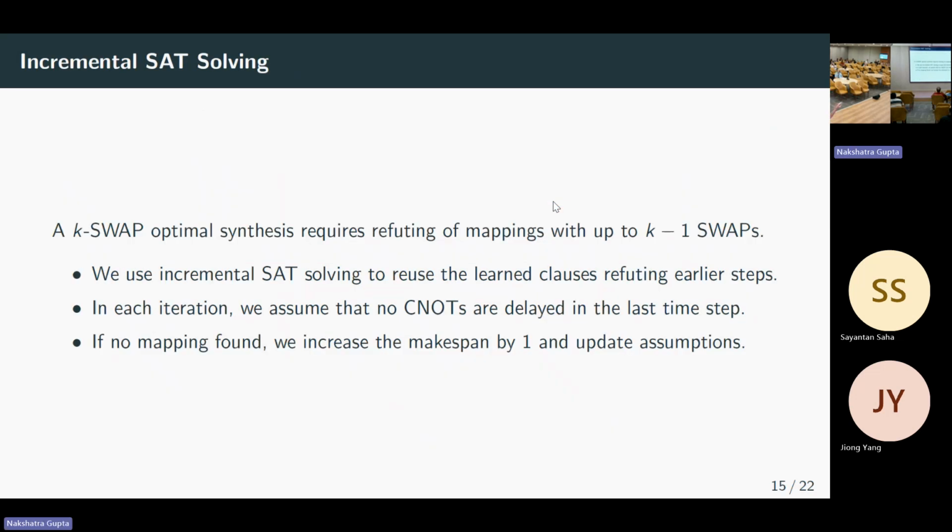And then the third idea is to use incremental SAT solving. Because if you want to synthesize a k-swap optimal synthesis, you need to refute all mappings with k-1 swaps. So for this, it's obvious that we need to use incremental SAT solving. So what we do is, in each iteration, we assume that no CNOTs are delayed in the last time step. And if we don't find any mapping, then we increase the make span and we update the assumptions. And we keep on doing until we find some map.